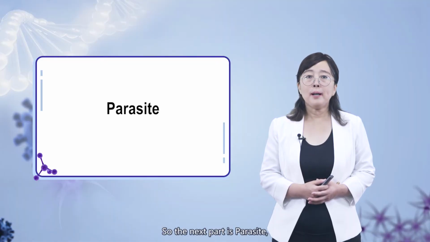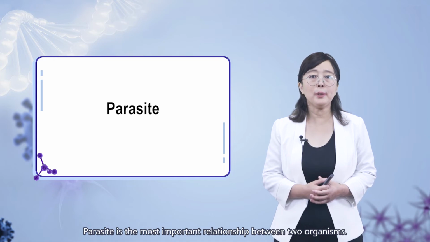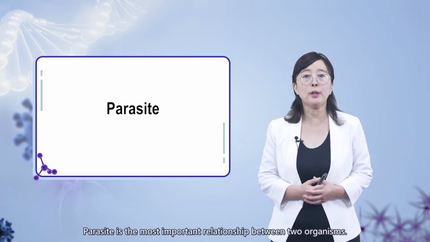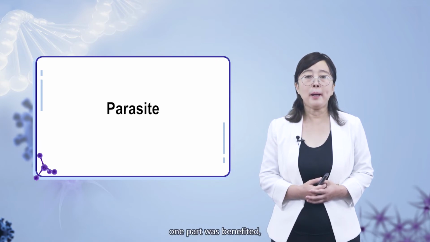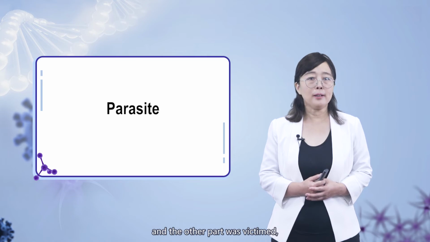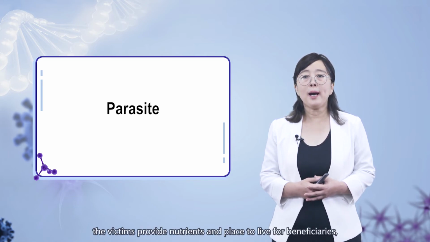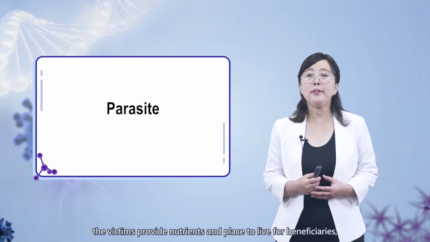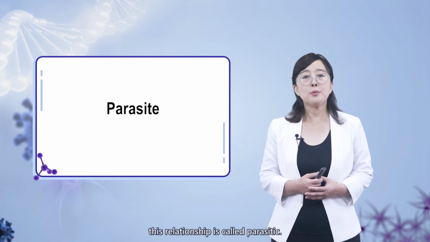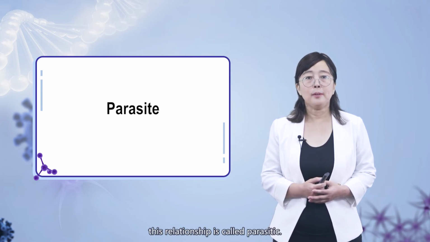So the next part is parasites. Parasitism is an important relationship between two organisms. These two organisms live together. One party is the beneficiary and the other is the victim. The victim provides nutrients and a place to live for the beneficiary. This relationship is called parasitism.